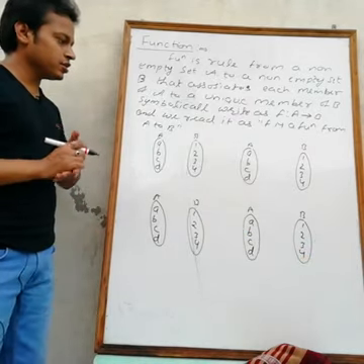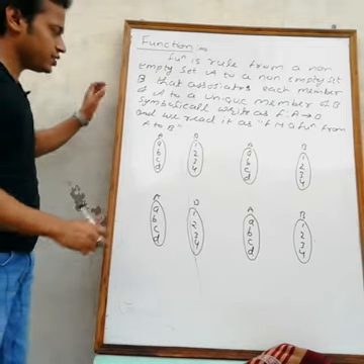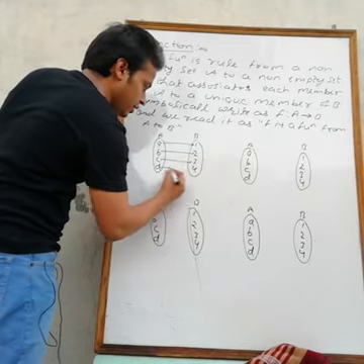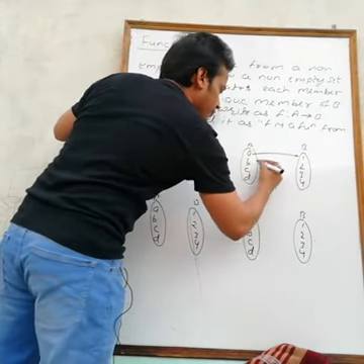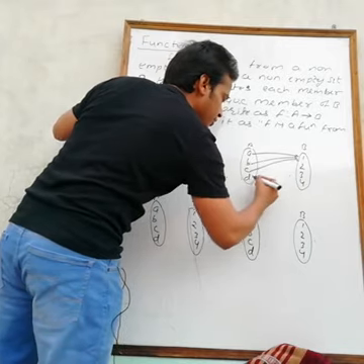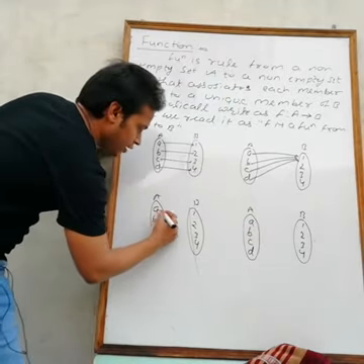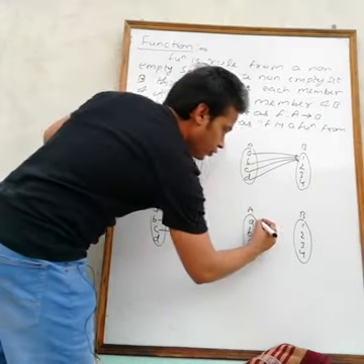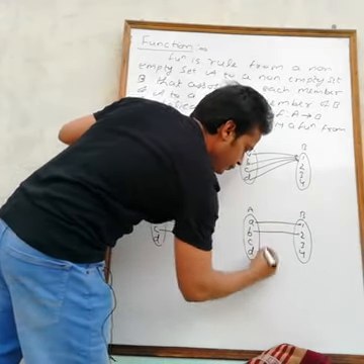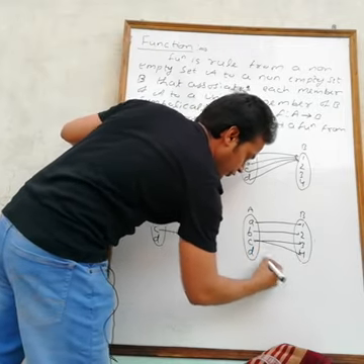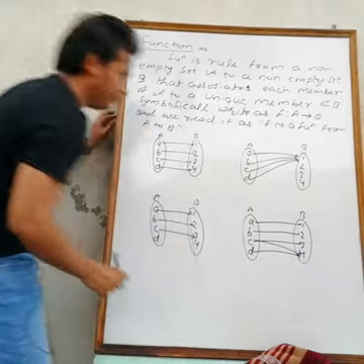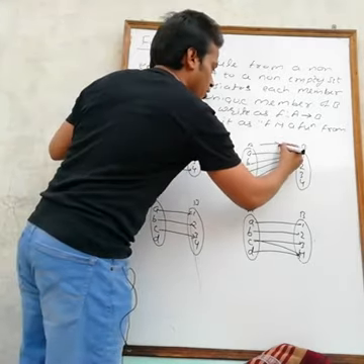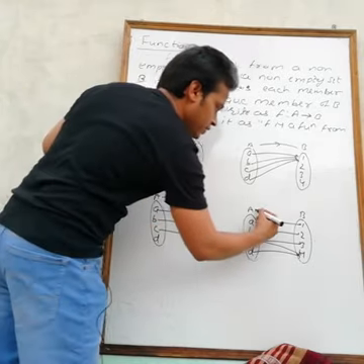Now I am taking some connections, and then we have to identify which one is the function. First, I am associating A with 1, B with 2, C with 3, and D with 4. Second, A with 1, B with 1, C with 1, and D also with 1. Third, A with 1, B with 2, C with 3, and there is no connection for D. Fourth, A with 1, B with 2, C with 3 and 4 both, and D is also with 4. Now we have to identify which one is a function and which one is not a function.